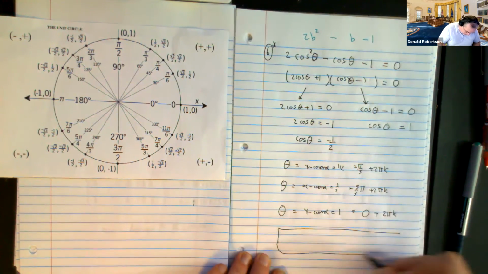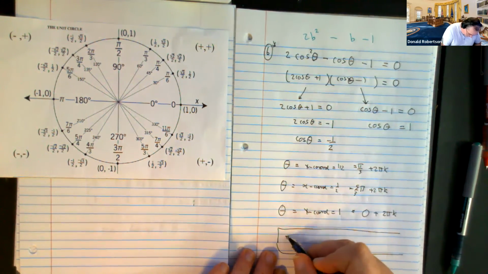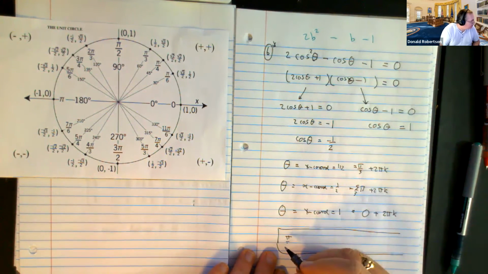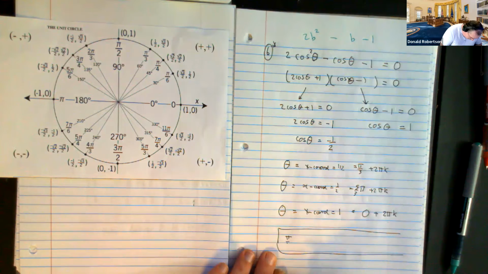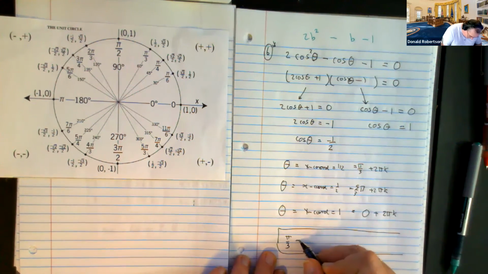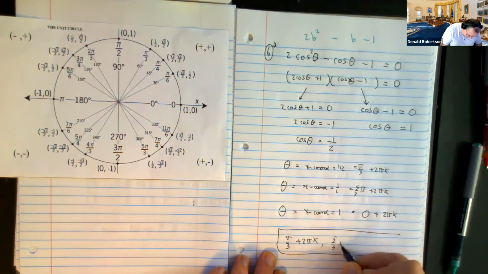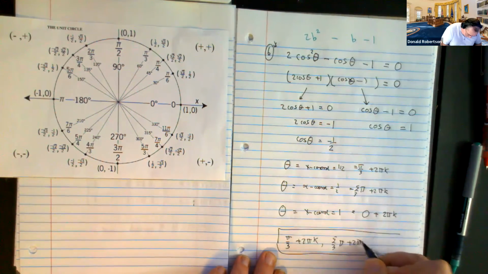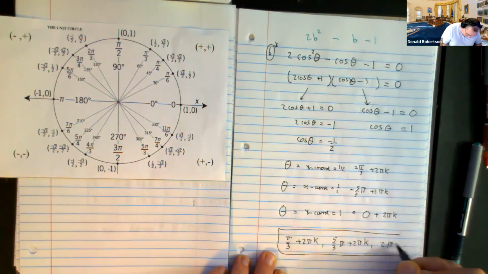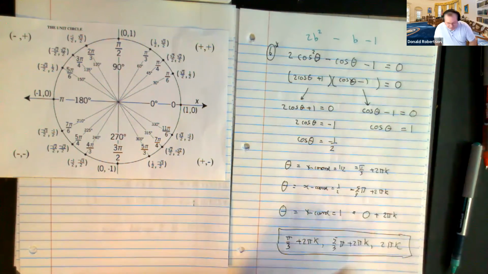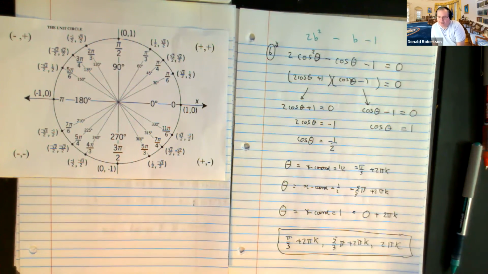So when you're looking at this question and you're writing all your answers in, do they want them in any order? No, I don't think they want any order, so I'm just going to write them in the order that I found them. You wouldn't say 0 plus something. 2 pi k is enough.